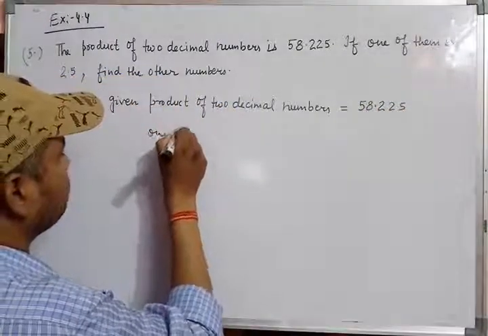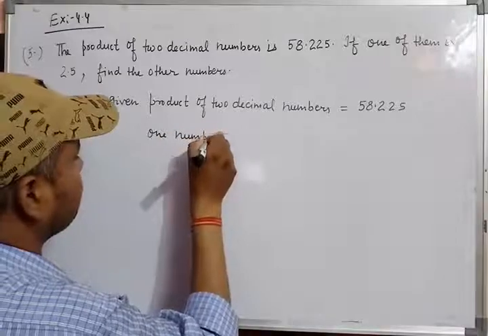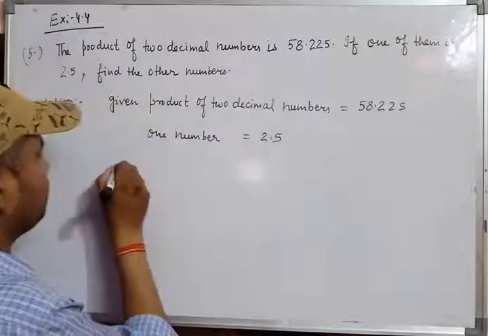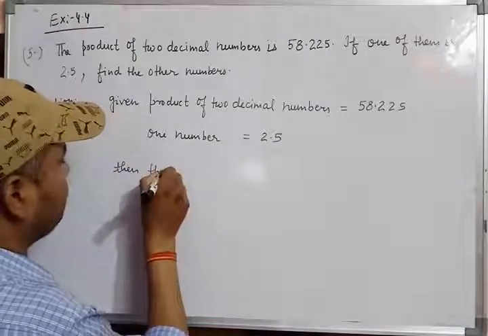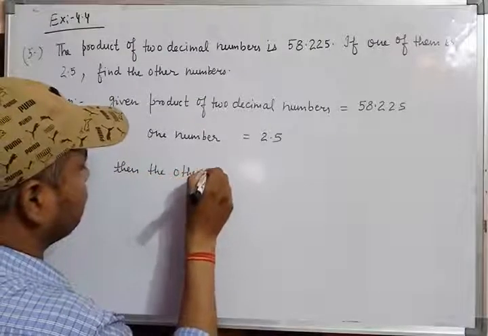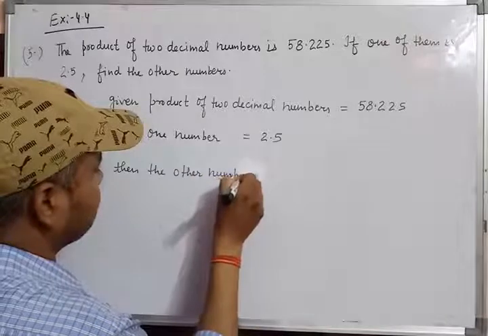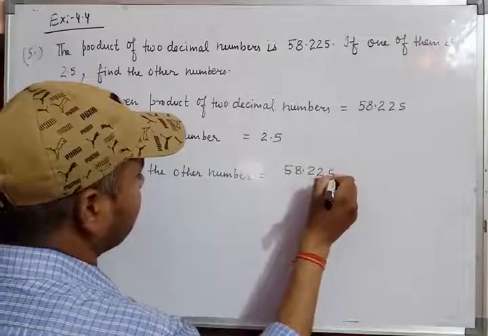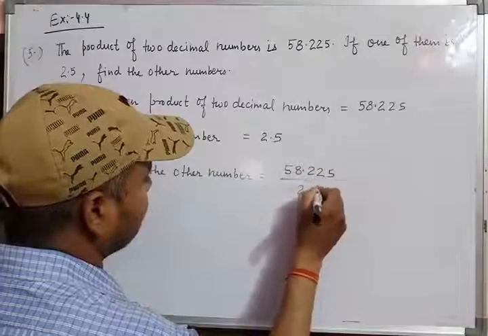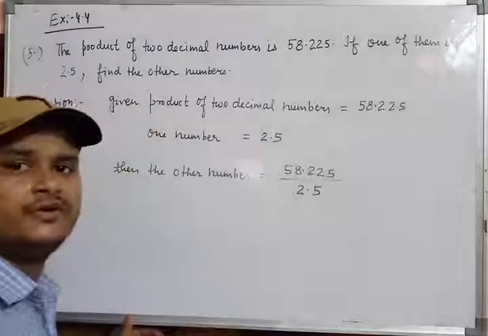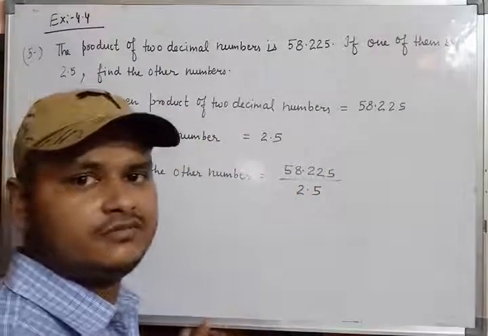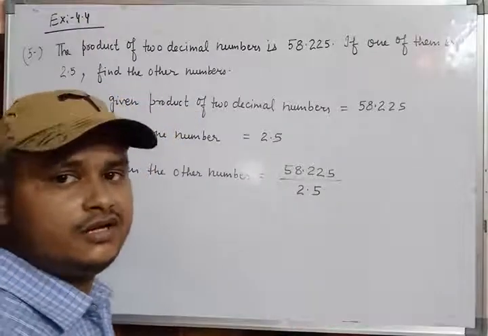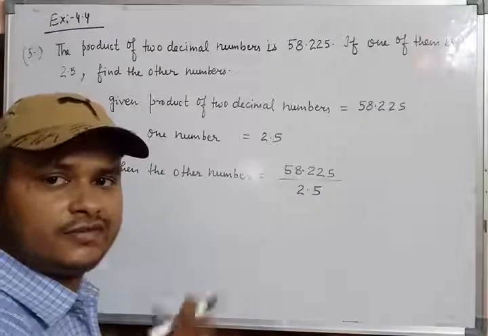One number is equal to 2.5, then the other number is equal to 58.225 divided by 2.5. So students, this is the example of division of a decimal number by another decimal number. First of all, you have to remove the decimal with the help of the previous concept.